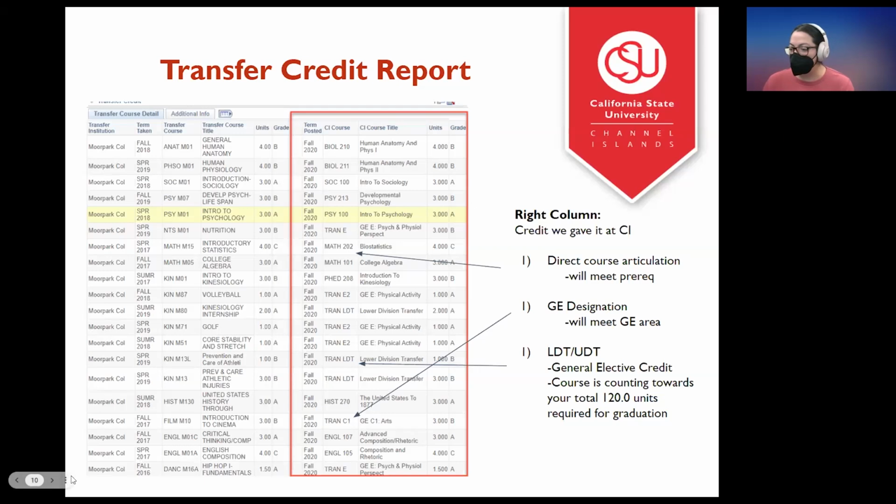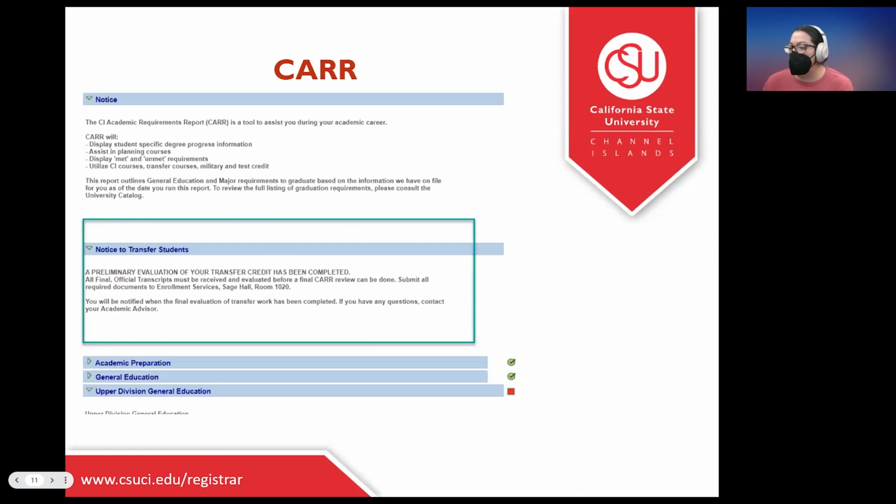That's just how the system posts it. To verify which term you took a course in, make sure you're looking at the left column. Moving on to your CAR. You can choose to view your advisement report.